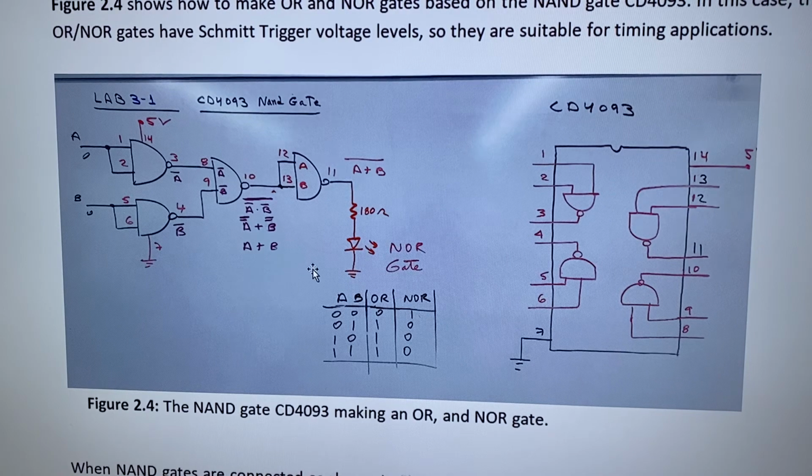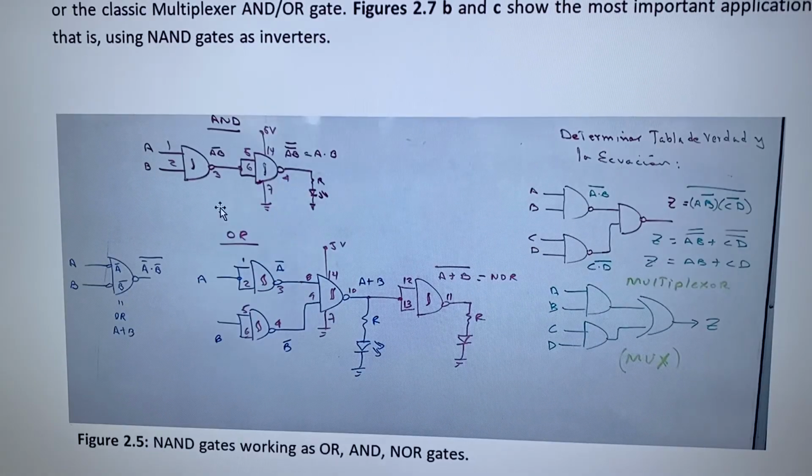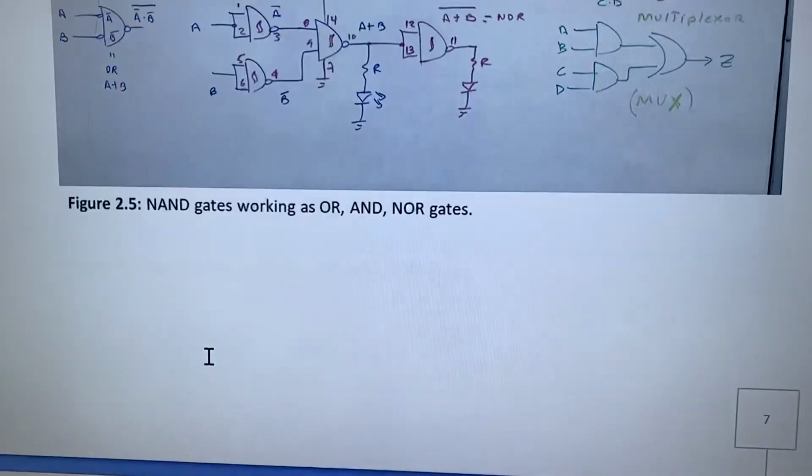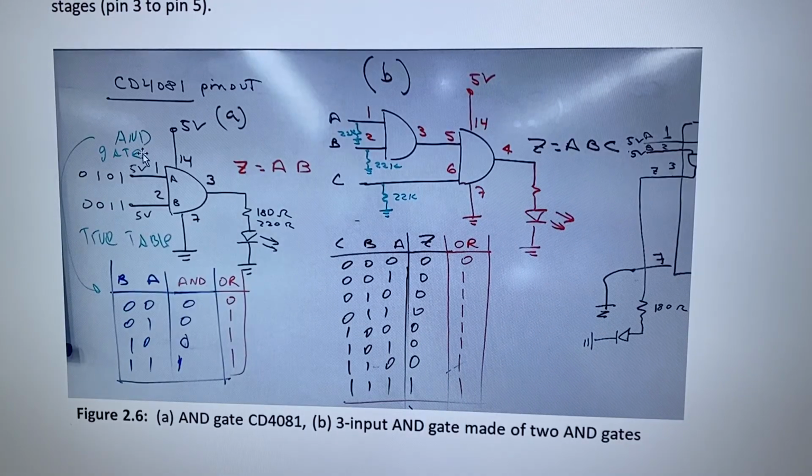You can make a NOR gate, like in this case, and you can see it. You can use Boolean algebra to test it. Okay, and now when you want to have the AND gate, as I said before, you put an inverter on the output, and when you have the OR gate, you can do these connections and you can test it. Also, the classic AND gate is a CD4081. This is the pin out: 1, 2, and pin 3 is the output. So you can test it this way.